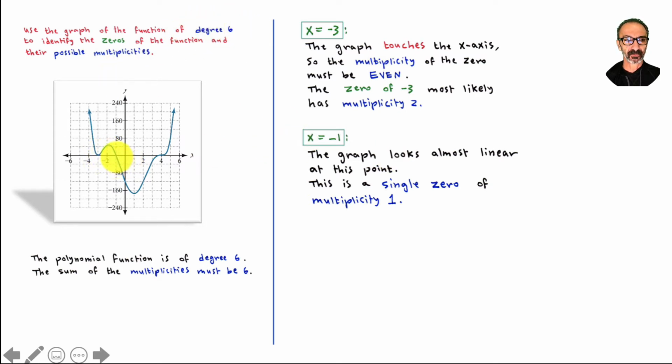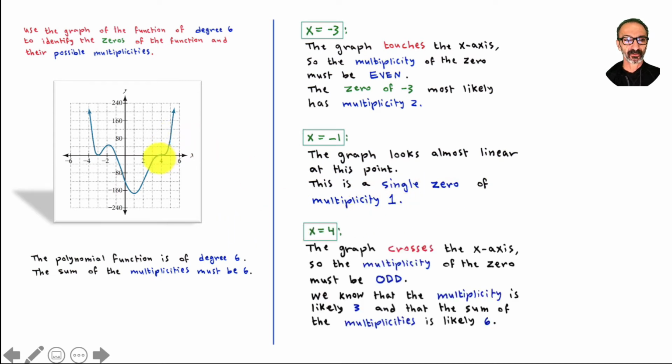At negative 1, right there, it crosses. The graph looks almost linear at this point. This is a single 0 of multiplicity 1. At 4, it flattens, as you can see, right? You see that? It's different than this guy. The graph crosses the x-axis, so the multiplicity of the 0 must be odd.